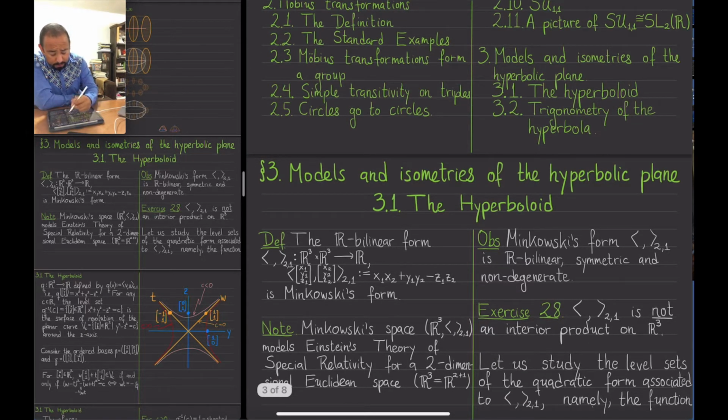In R3, Minkowski's form is the bilinear form that is very similar to the Euclidean form, the usual dot product of R3, except that on the third coordinate, when one pairs the third coordinates, one puts a minus sign instead of a plus sign. So this would be a new sort of dot product, where I somehow modify a sign compared to the ordinary dot product.